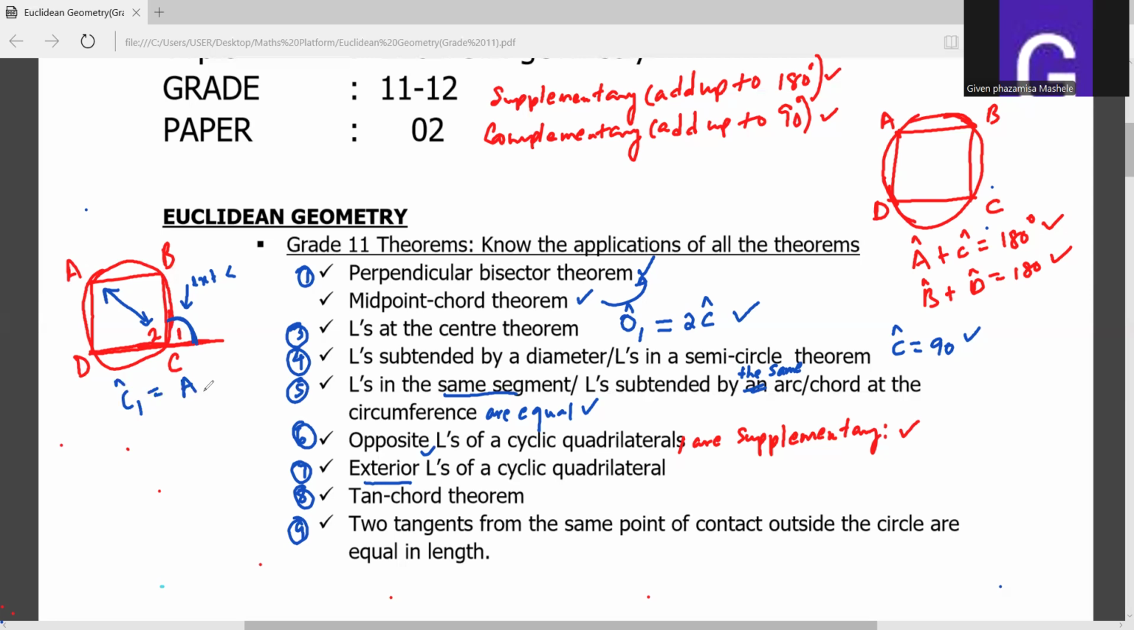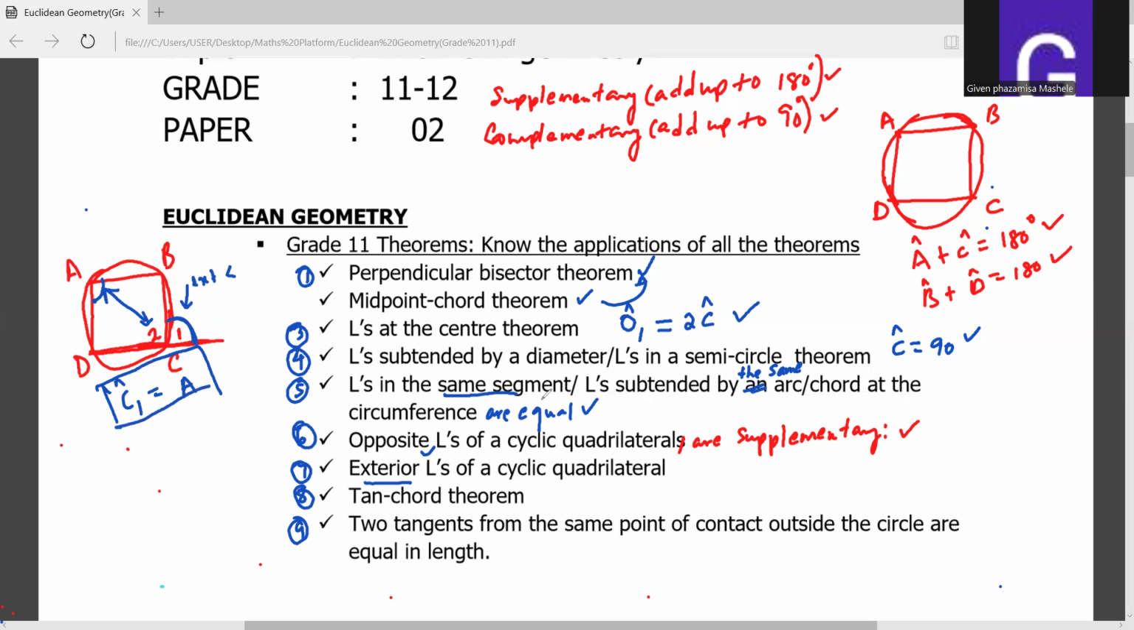So the exterior angle of a cyclic quad is equal to the opposite interior angle. You look at the exterior angle, then you look at the interior angle adjacent to C1, which is C2. And what is the opposite? The angle opposite to C2 is angle A, which means angle C1 is equal to angle A. That is according to the exterior angle of a cyclic quad theorem.